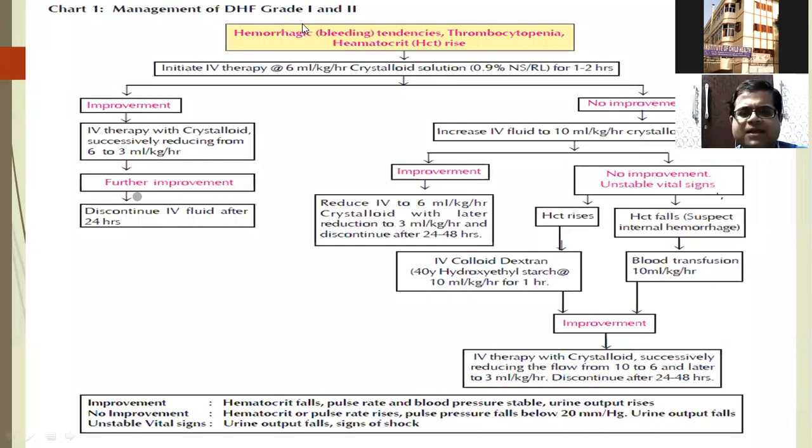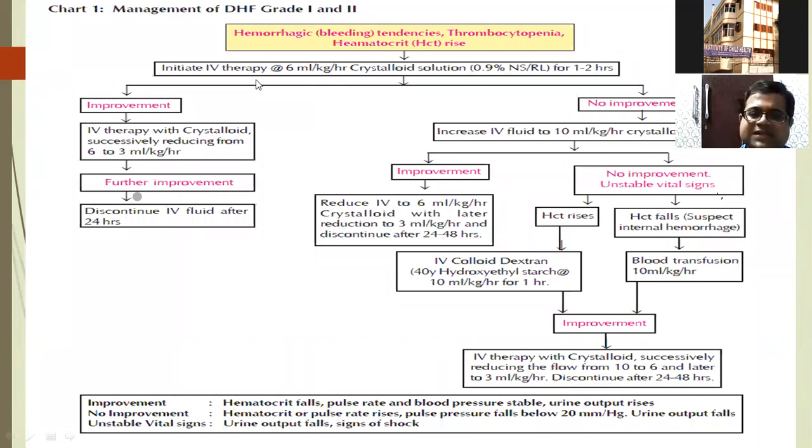So this is the management of dengue hemorrhagic fever, DHF 1 and 2. Hemorrhagic tendency is there, thrombocytopenia is there, hematocrit is up, and capillary leak is there. But the patient is hemodynamically stable. So when the patient is hemodynamically stable, but features of hemoconcentration, thrombocytopenia, and capillary leak are there, there is no point of giving fluid boluses. You should not give any fluid bolus.